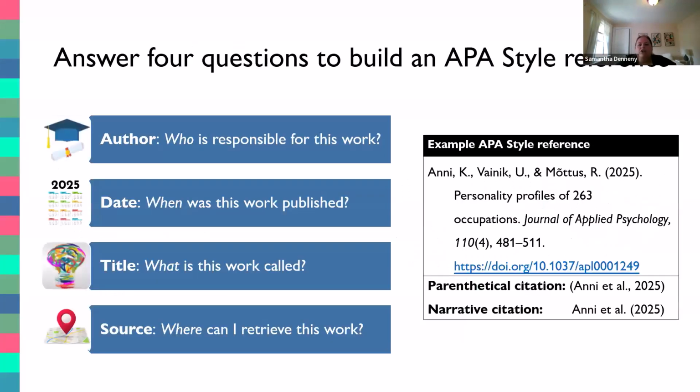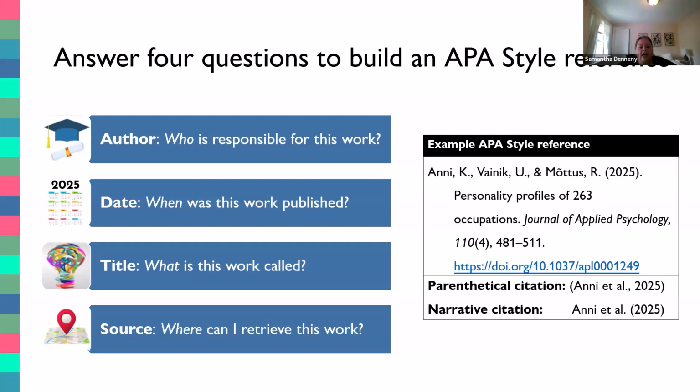So really, no matter how complicated you think the source that you're writing is going to be, if it's a reference type that you've never seen before, it's going to come down to answering our main four questions to build a reference. It's going to start with who is responsible for the work, and that's going to get to the author. It's going to look at when was this work published, which is the date, the title, so what is the work called, and the source, where can I retrieve this work?